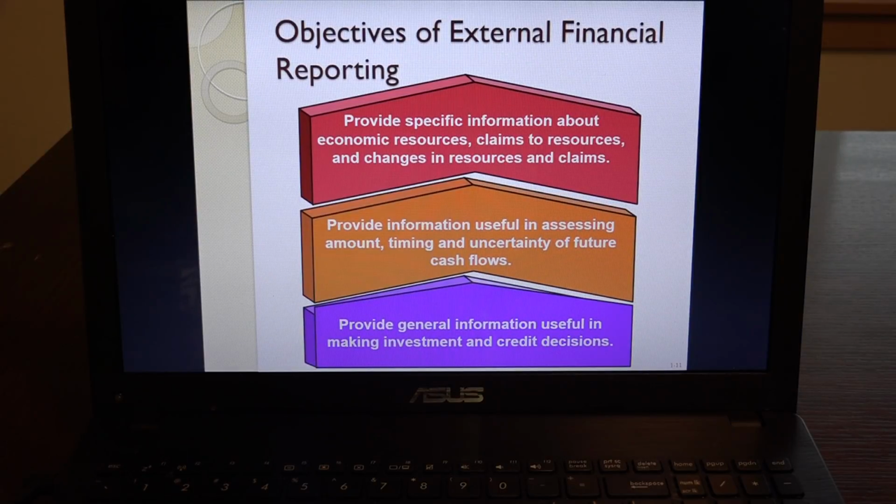Providing information useful in assessing the amount, timing, and uncertainty of future cash flows. Again, the statement of cash flows deals with cash flows in the past. Is that some indication of what the company's cash flows will be in the future? Yes, but you have to go deeper than the statement of cash flow: the notes to the financial statements, subsequent events, things like that.